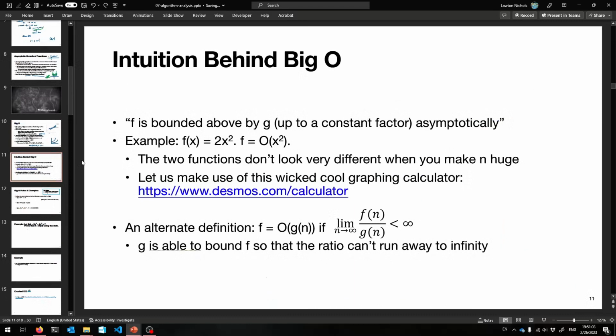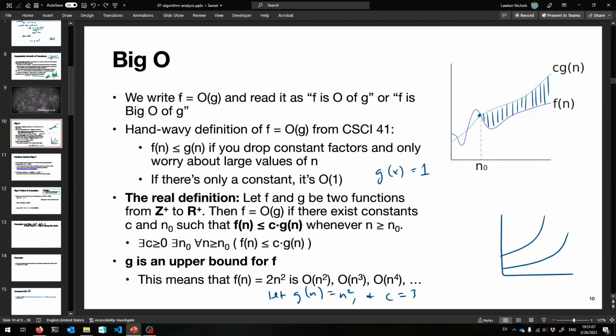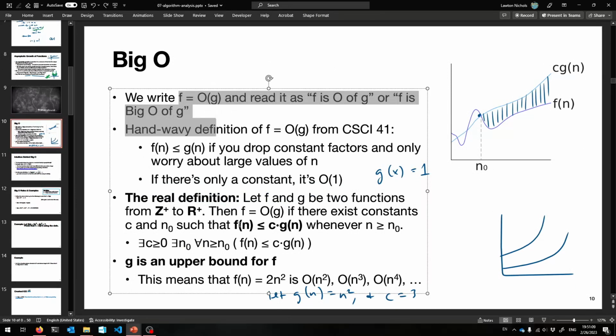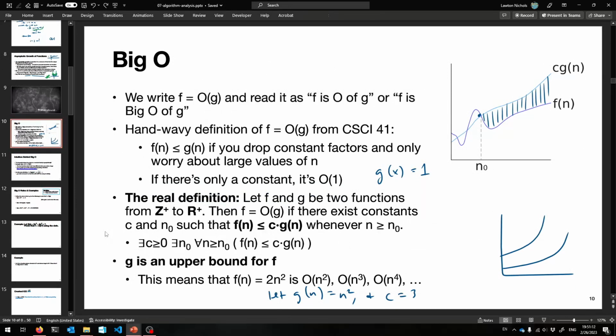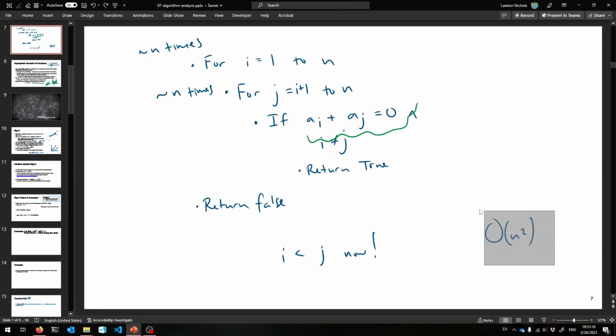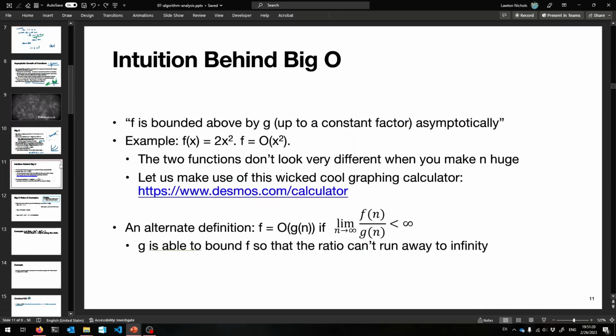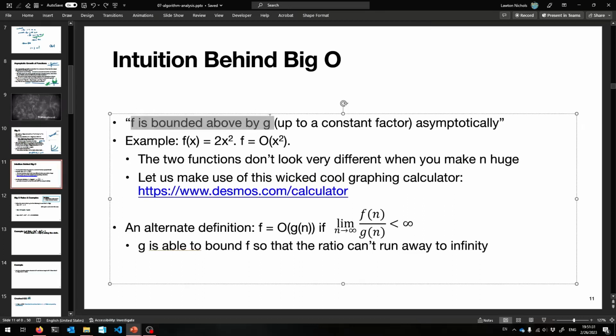I'm going to give you several examples. So let me give you some intuition. Why do we care about this particular idea? Who came up with this idea and who defined this? Hopefully, as you've seen from 41, this concept is helpful in classifying different functions. But why did we discover this? So let me give you some more intuition behind what big O means. We say that the function f is bounded above by g up to a constant factor asymptotically.